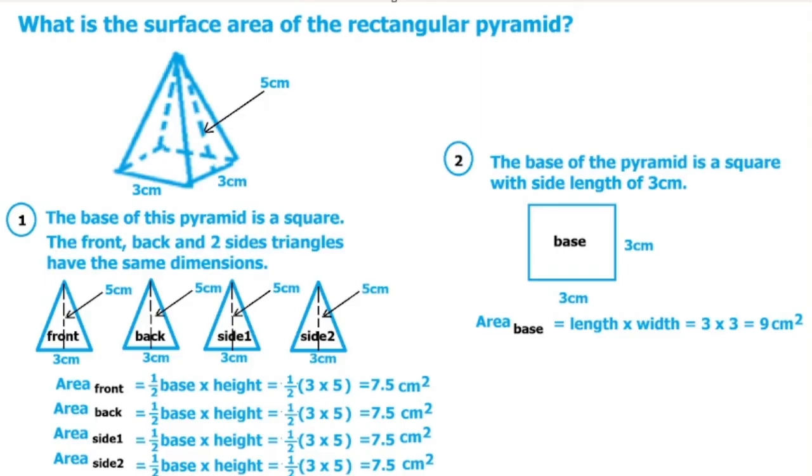So now add the area of the 5 faces to find the total surface area. So the surface area is going to be 7.5, you add it 4 times, plus 9, which is the base here, which equals 39 centimeters squared. And that's it. That's all there is to doing that question, and it's not difficult.